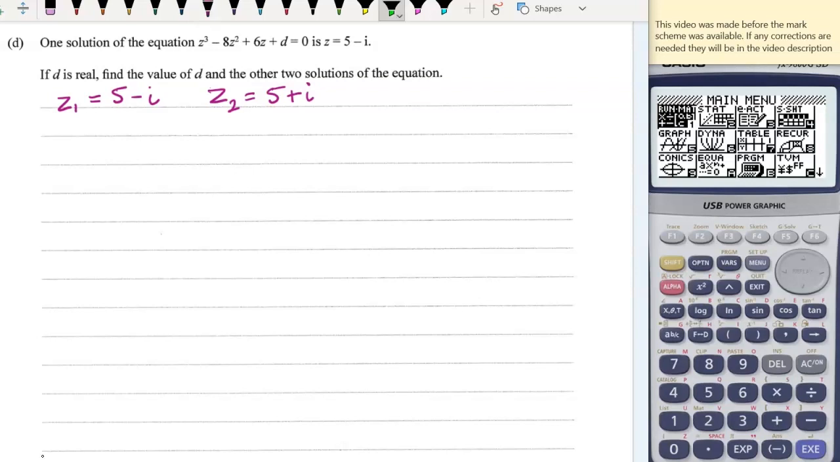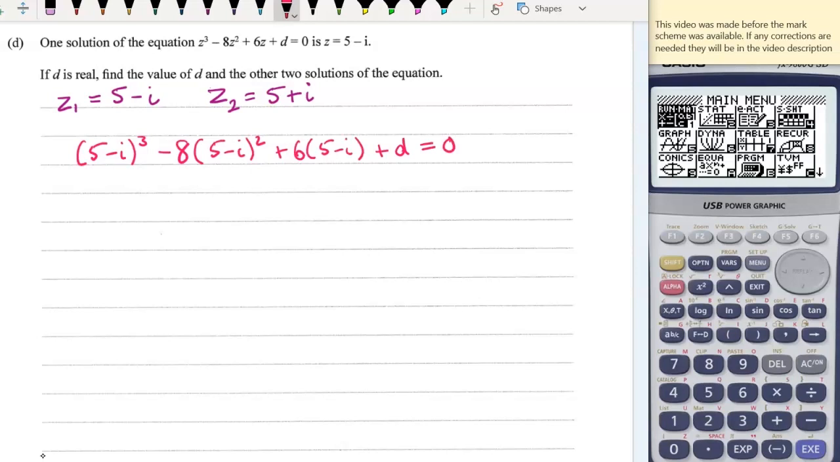Now we can use that to work out the missing piece here in the equation, the d. We know that if these numbers here, the 5 minus i or the 5 plus i, are a root, then we can put them into the equation and it will be true. So if we put 5 minus i in, I'm using the root that's given to us in the question, in place of z, then this equation will hold true, like this.